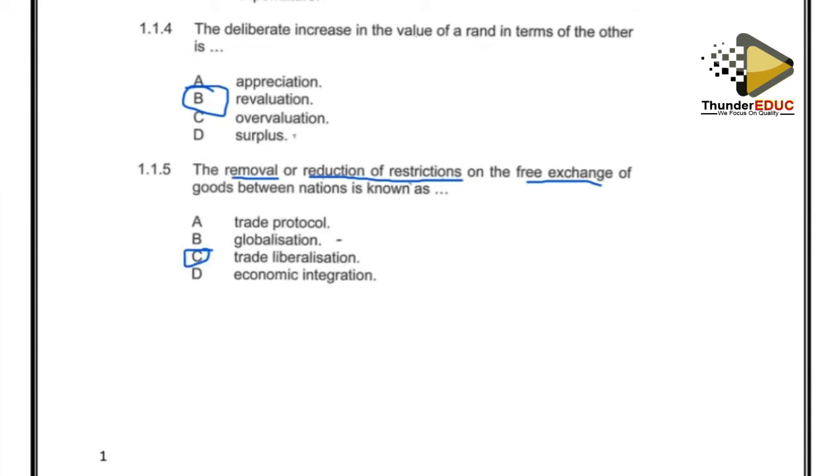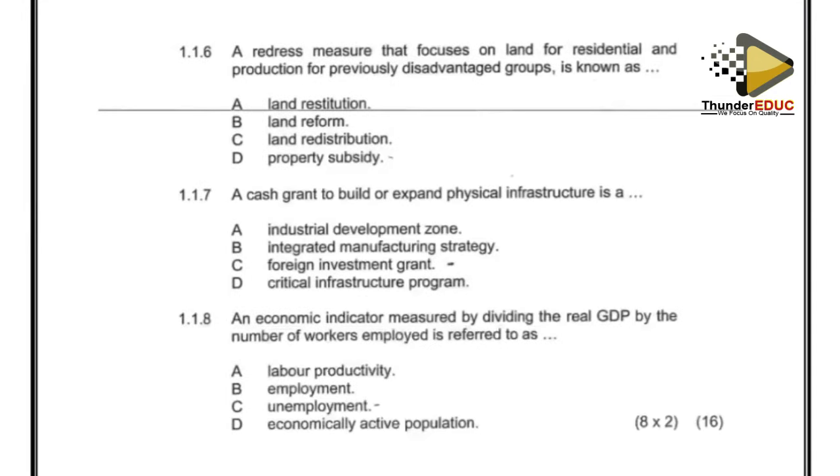Okay, so now moving on to the next question. The next question we have is 1.1.6, and 1.1.6 reads as follows. A redress measure that focuses on land for residential and production for previously disadvantaged groups is known as dash. So now, if you still remember, grade 12s, I told you that you should always go through the given options. So now, if we check the appropriate answer in this regard, it is going to be land redistribution, which is C.